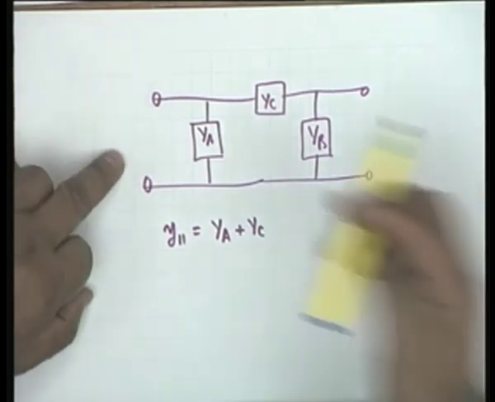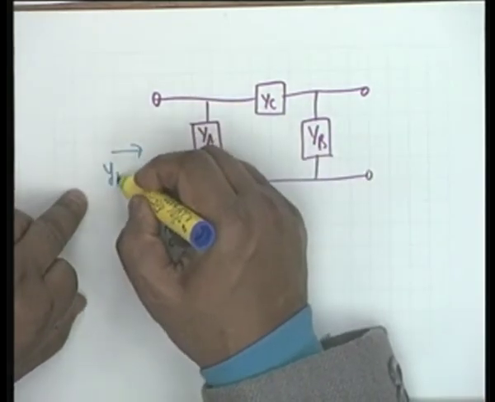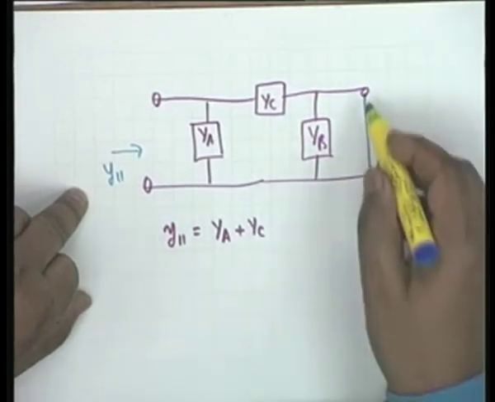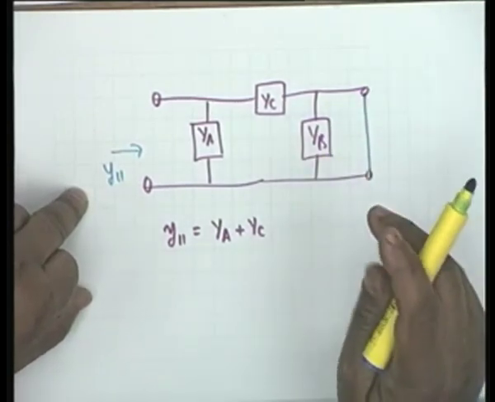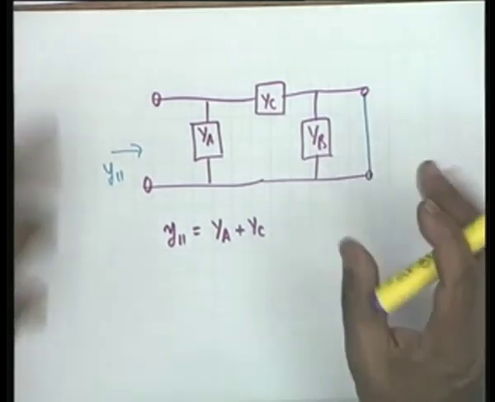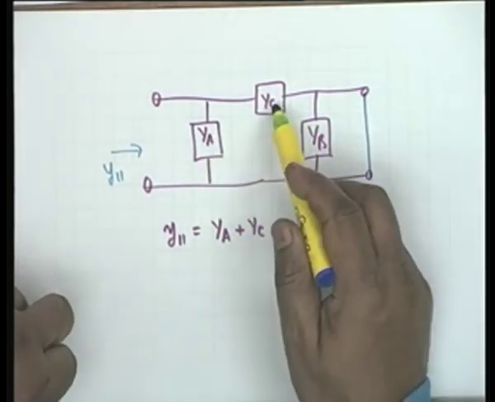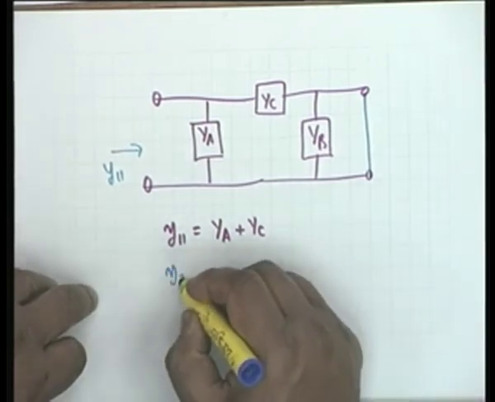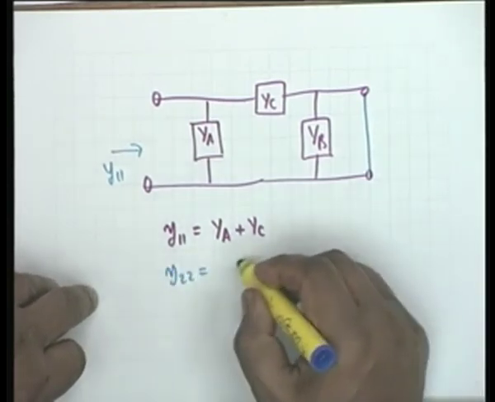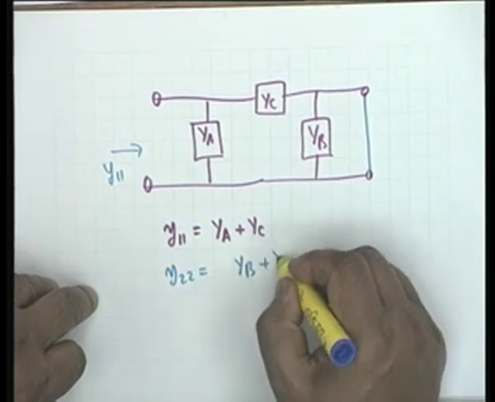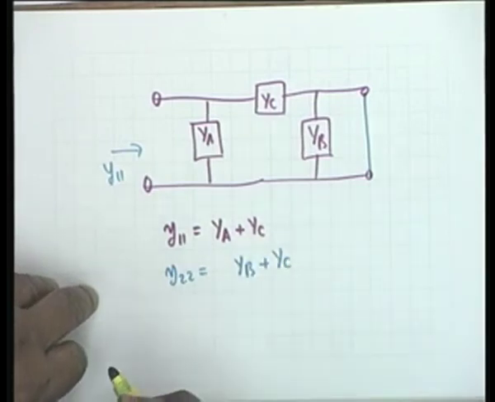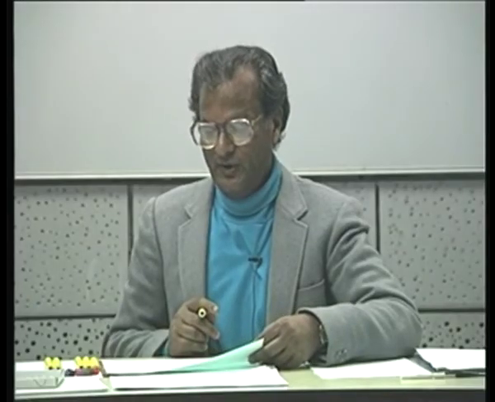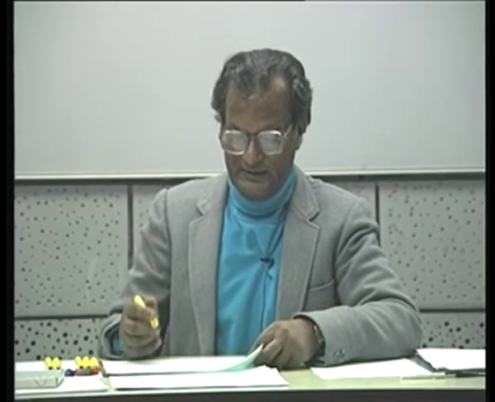What is Y11? Y11 is this admittance with this port short circuited. If you short circuit this, obviously YB drops out of consideration. So YA comes in parallel with YC, and this is Y11. In a similar manner, you can find out Y22 as equal to YB plus YC. All right. Let us find out Y12 or Y21.